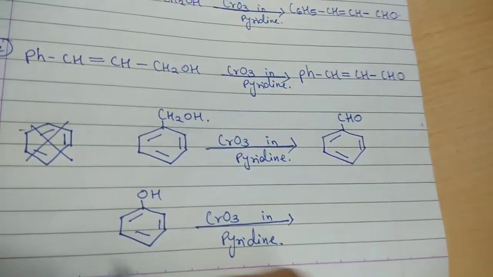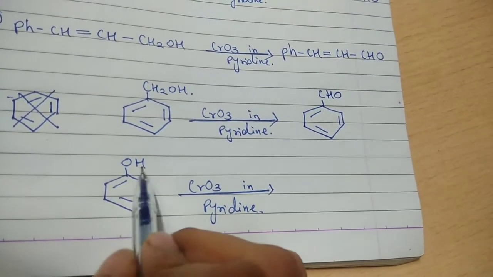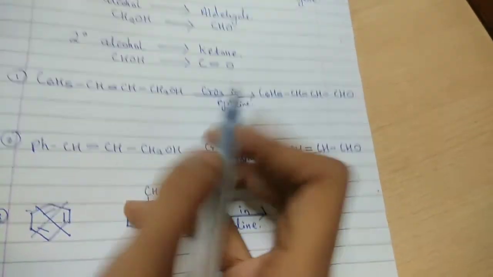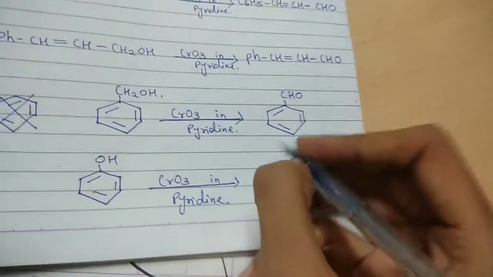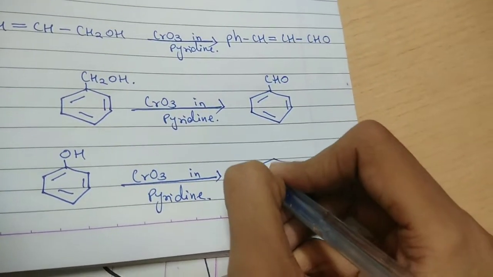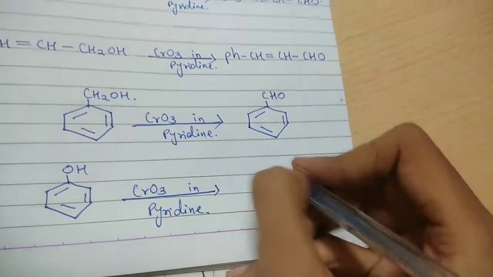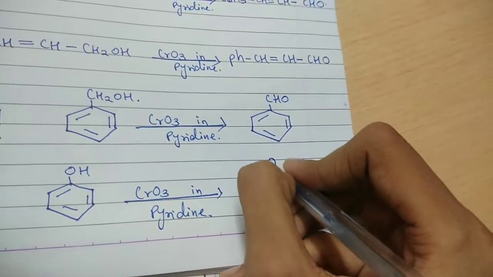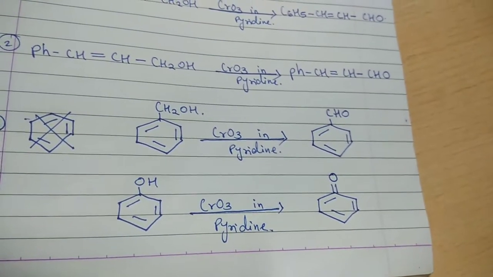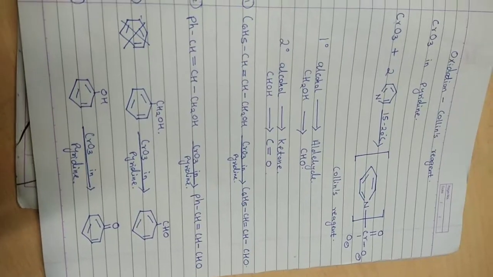Now let us come to the last example, which is phenol. This is an example of CHOH type. That means this is a secondary alcohol type example, so we will get a ketone over here. Instead of CHOH, I'll just put a double bond O. So instead of that OH, I'll put a double bond O. The entire thing remains as it is, just that the double bond O changes. So these were some examples.